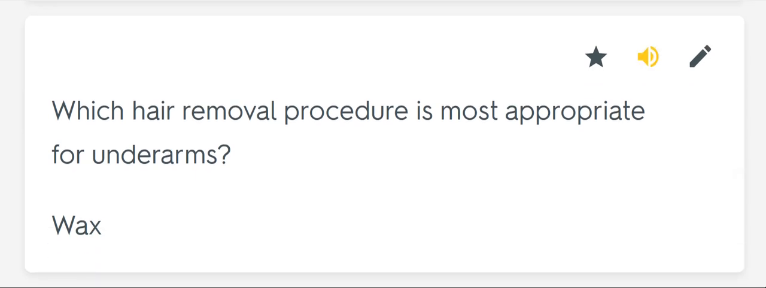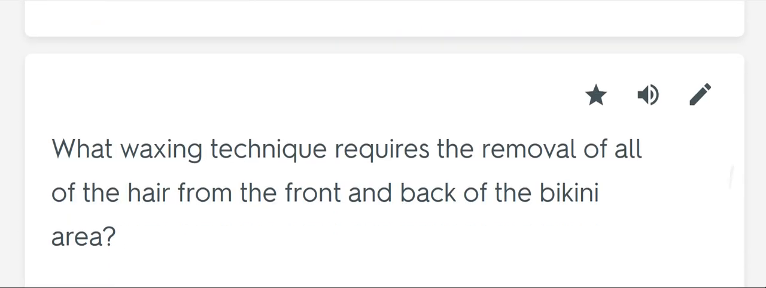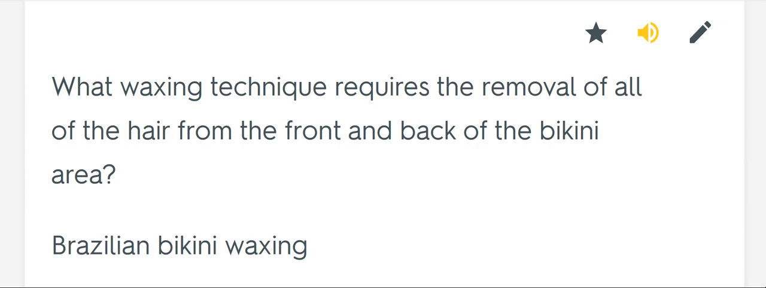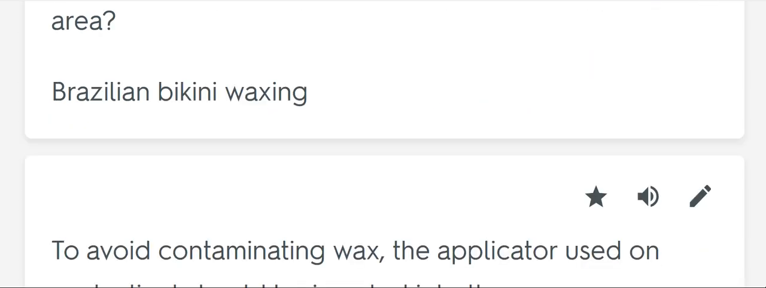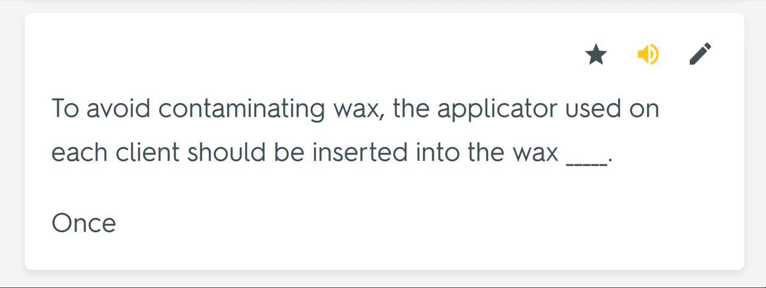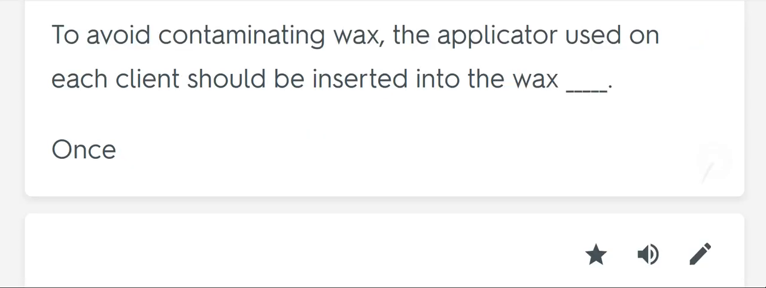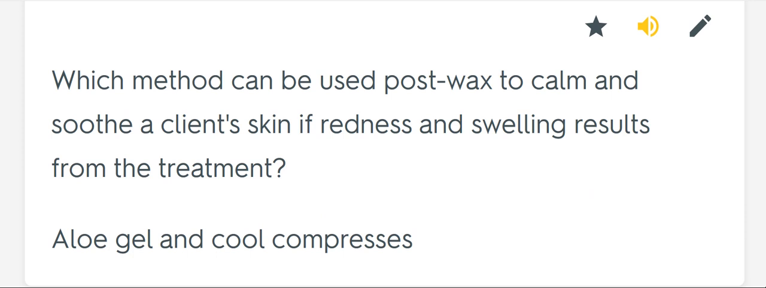Which hair removal procedure is most appropriate for underarms? Wax. What waxing technique requires the removal of all of the hair from the front and back of the bikini area? Brazilian bikini waxing. To avoid contaminating wax, the applicator used on each client should be inserted into the wax once. Which method can be used post-wax to calm and soothe the client's skin if redness and swelling results from the treatment? Aloe gel and cool compresses.